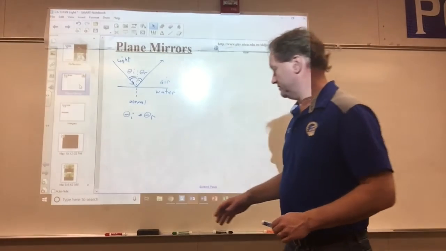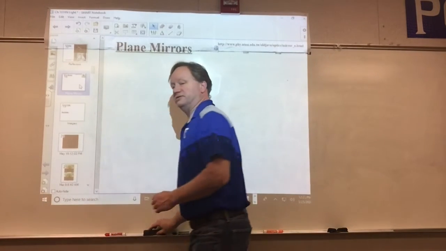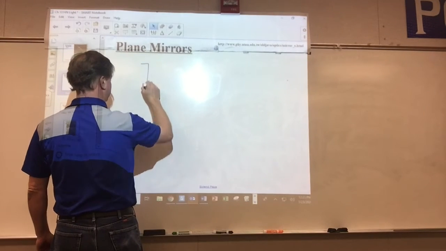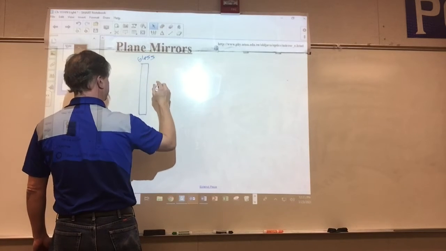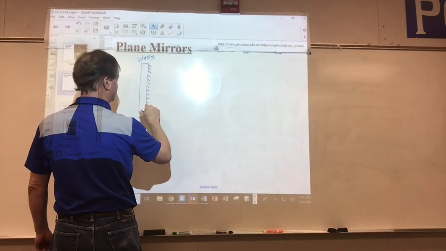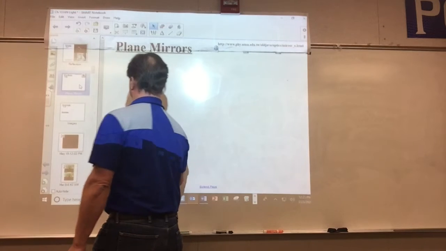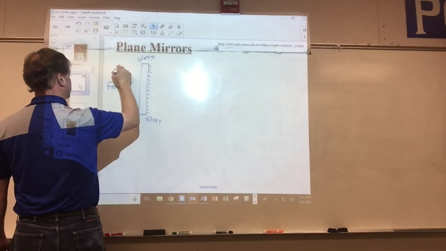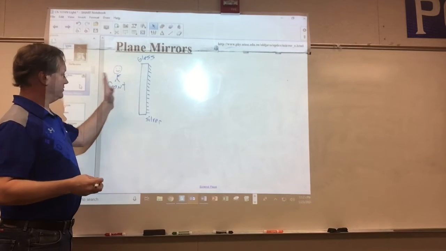So, plane mirror. Plane basically means flat, geometrically flat. A normal mirror is made out of a block of glass, and on the back of that glass is a layer of silver. Okay, so this would be the front, this would be the side. If you were looking at this, this would be the side that you were on. Okay, light would be hitting this side.